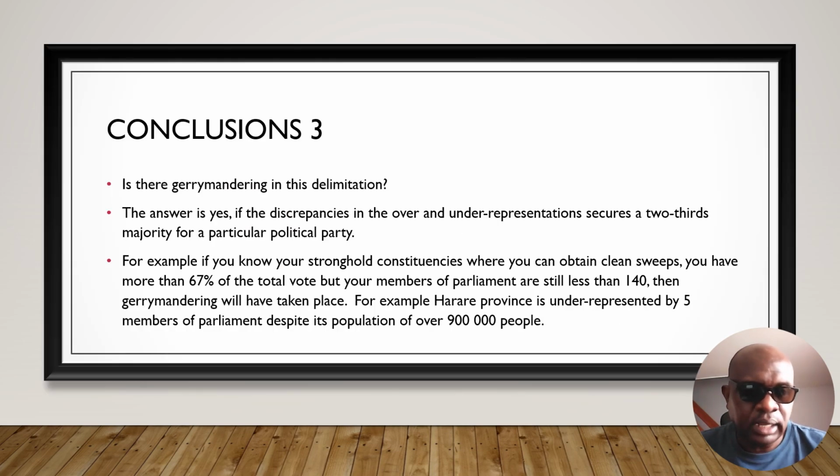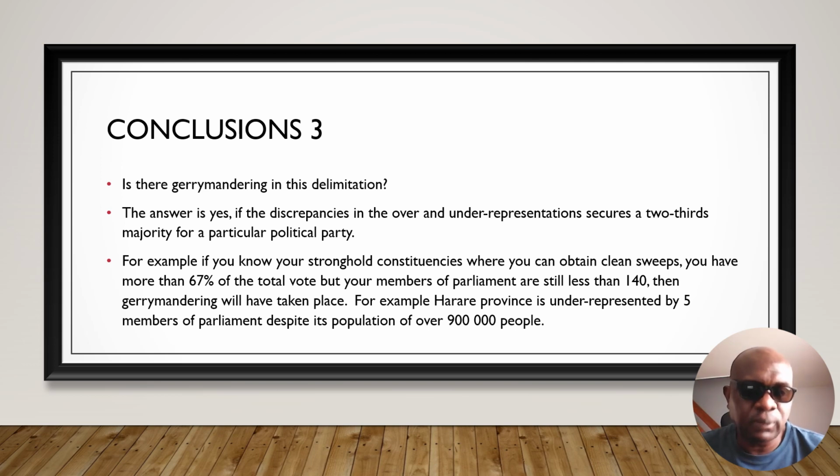Right. Now, the question is: is there gerrymandering in this delimitation? The answer is yes, if the discrepancy in the over and underrepresentation secures a 2/3 majority for a particular political party. If that happens, then there is what is called gerrymandering. What is gerrymandering? Gerrymandering is playing around with electoral boundaries to favor a certain political party.